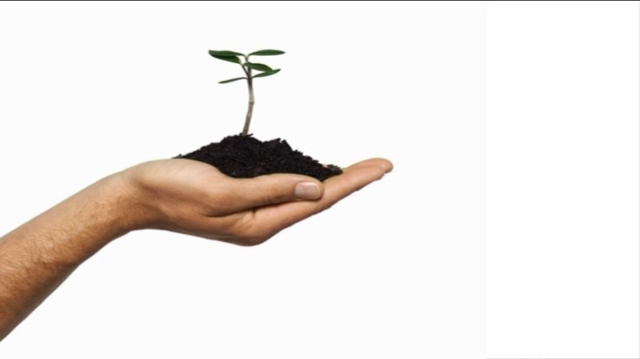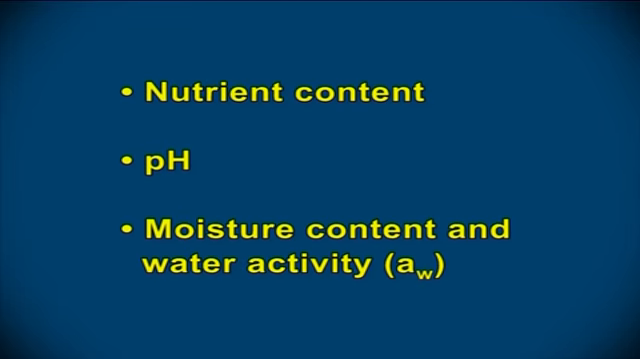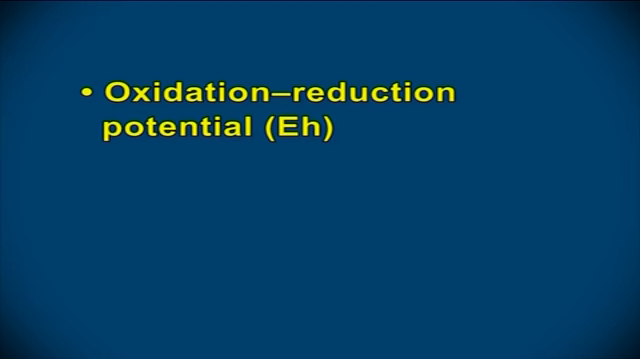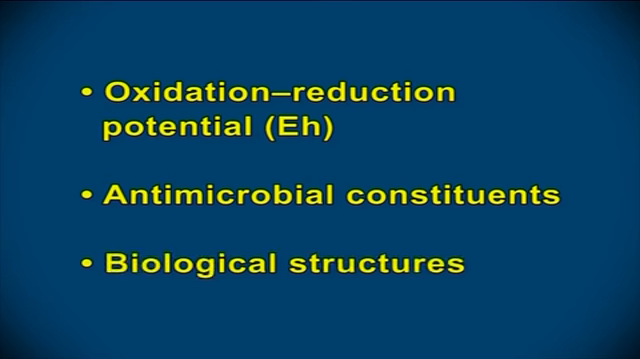The parameters of plant and animal tissues that are an inherent part of the tissues are referred to as intrinsic parameters. These parameters are as follows: nutrient content, pH, moisture content and water activity, that is aw, oxidation reduction potential, that is Eh, antimicrobial constituents, and biological structure.